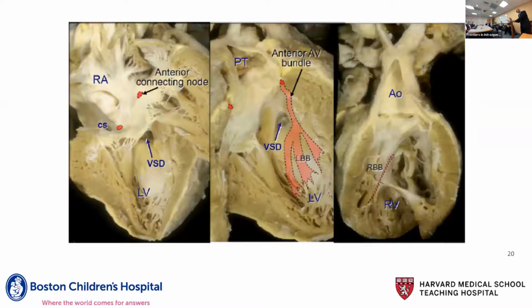The same thing illustrated in a post-mortem analysis of a heart: the anterior connecting node, which is the most common site of the AV node, and how the left bundle branches arborize along the ventricular septum and along the superior and leftward aspect of the VSD. And the smaller red dot close to the coronary sinus would be the posterior node in the traditional location we'd expect for an AV node.